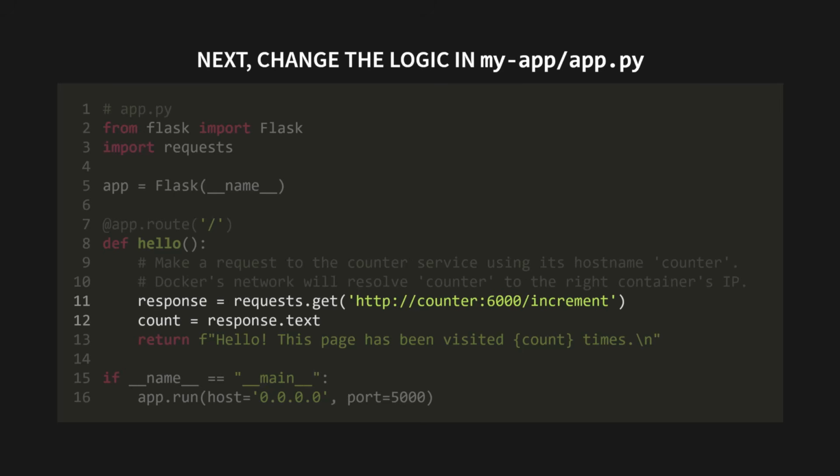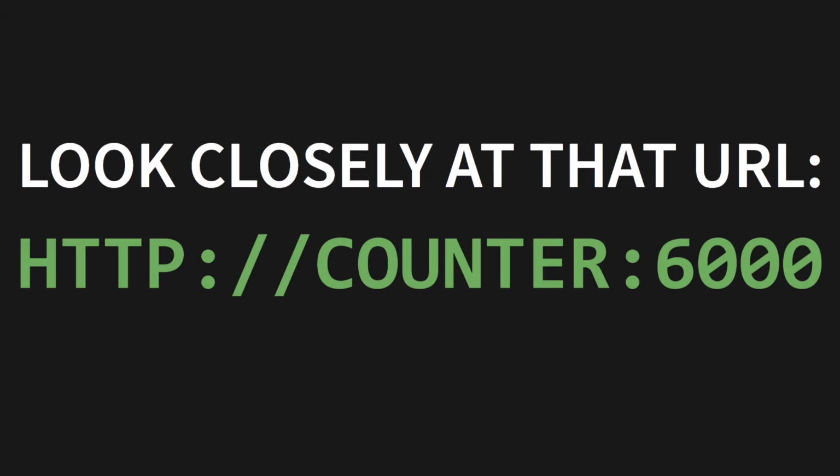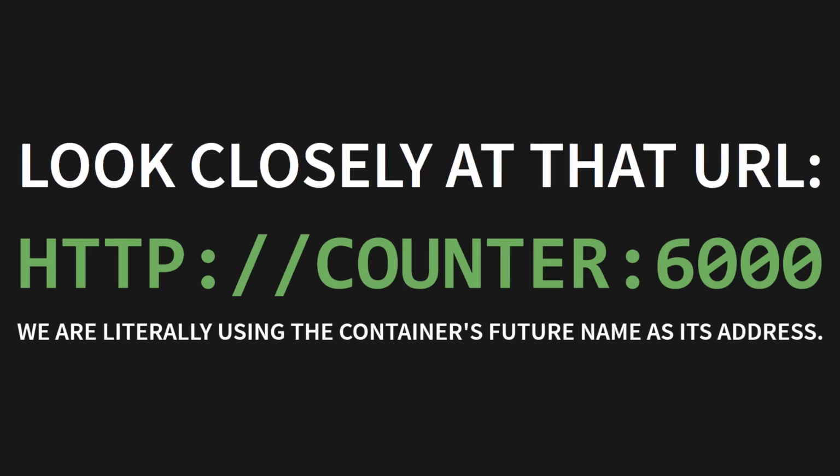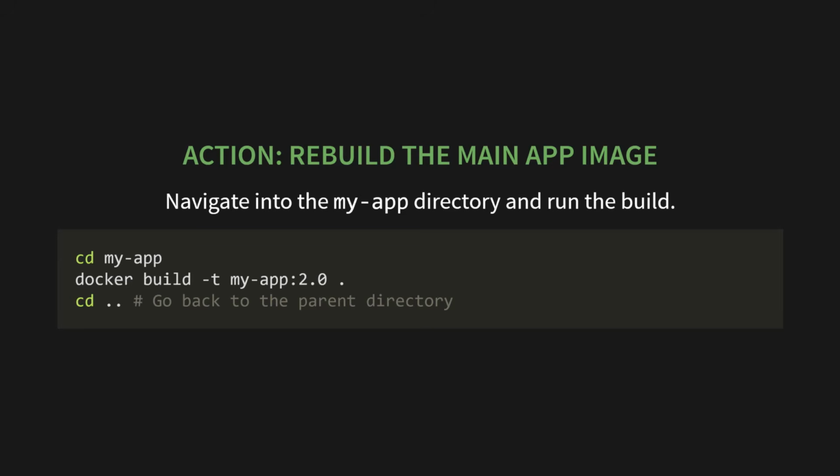Instead, inside our hello function, we're now going to use the requests library. We'll make a request to the counter service using its hostname counter. The Docker network will resolve counter to the right container's IP address for us. So the line is response = requests.get and then the URL in quotes. And look closely at that URL, http://counter:6000. We are literally using the container's future name as its address. This is the magic.